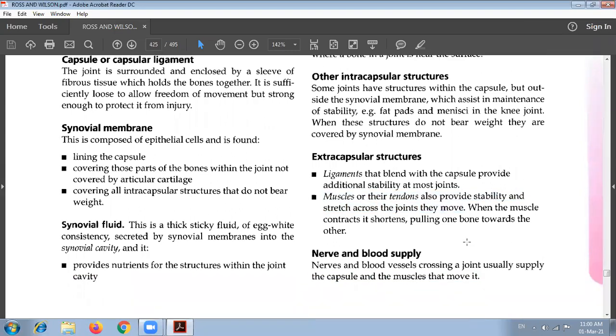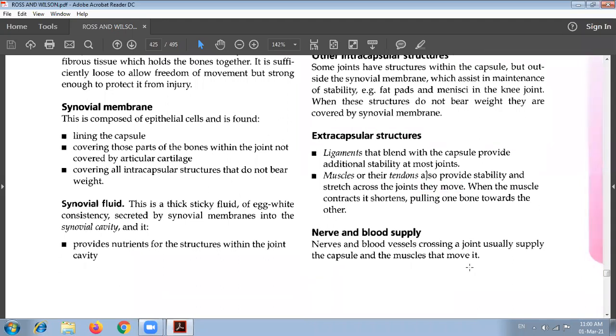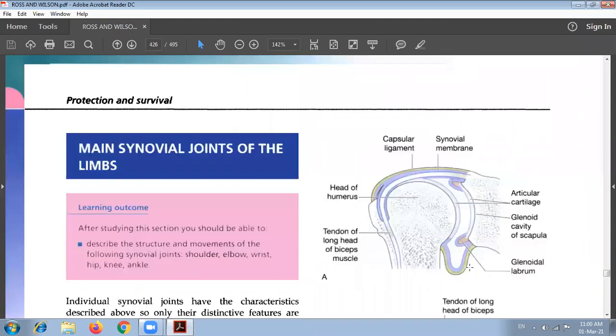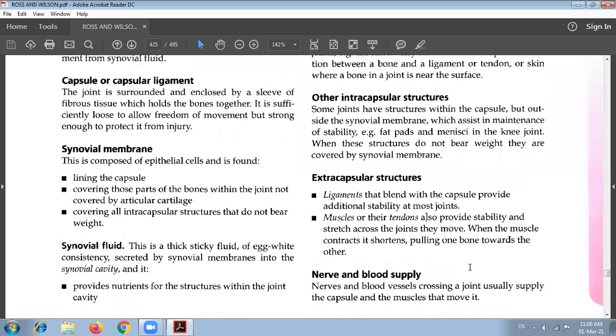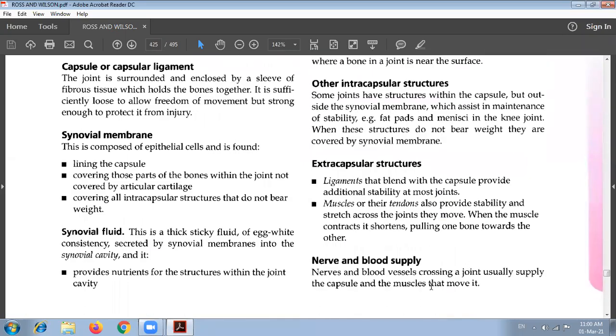The next is the nerve and blood supply. The nerve and blood supply to the joint usually supply the capsule and the muscles that move it. So this is the synovial joint and its characteristics.